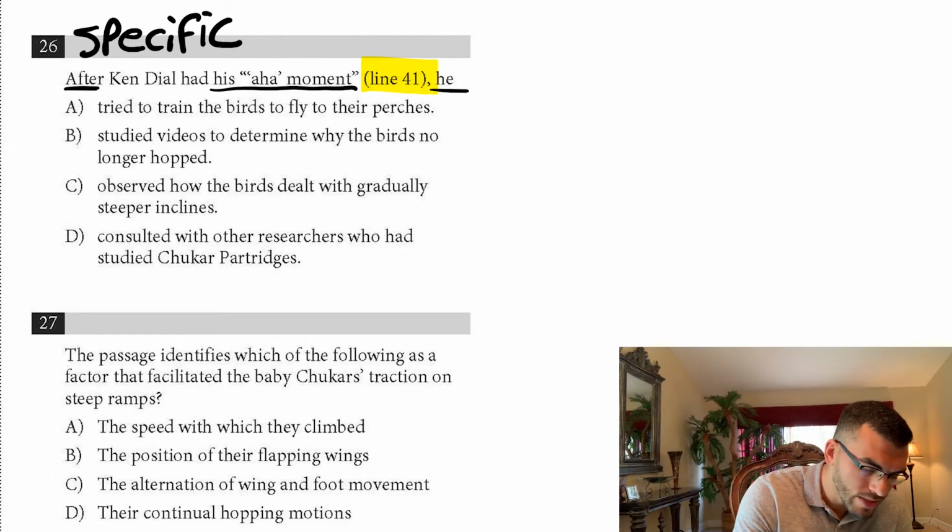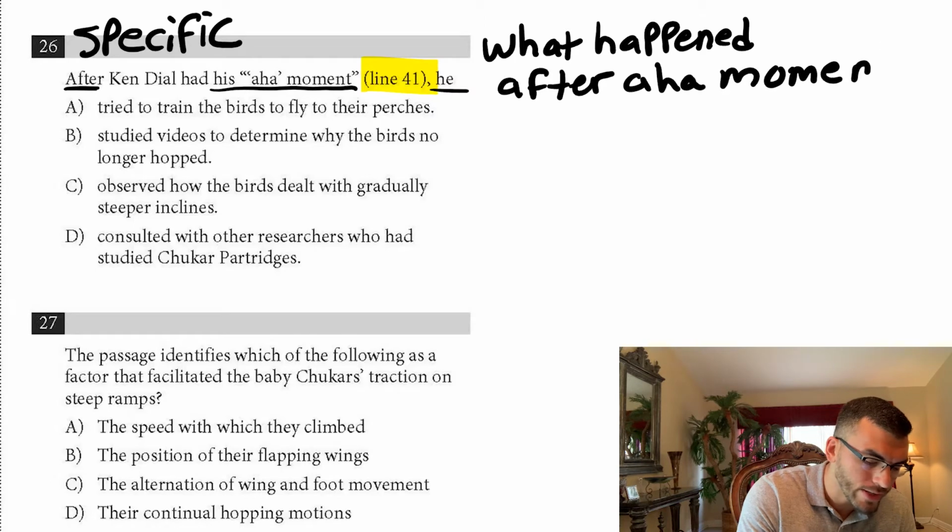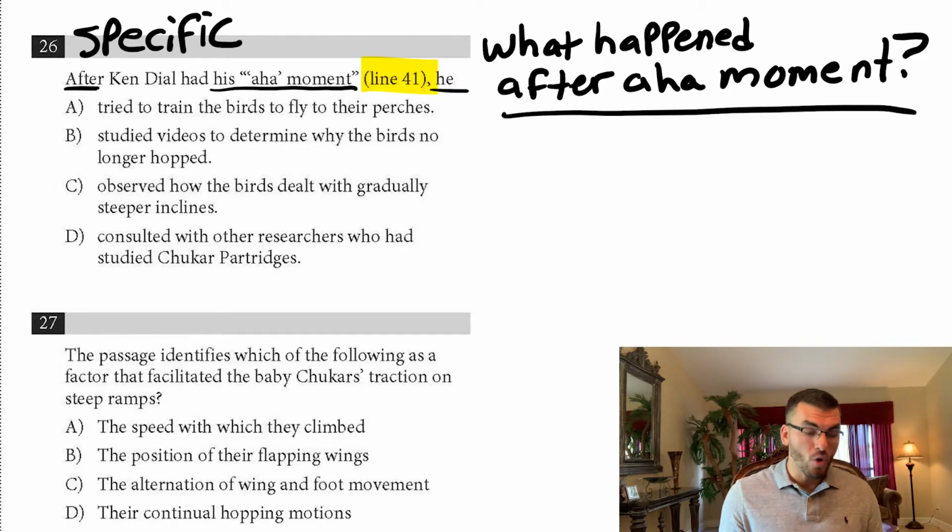So another way to put this is, what happened after aha moment? So either is fine, guys. There's no right or wrong answer. The main thing is to just summarize the question. So what happened after his aha moment? Okay, we've rephrased the question. Now what do we do, guys?